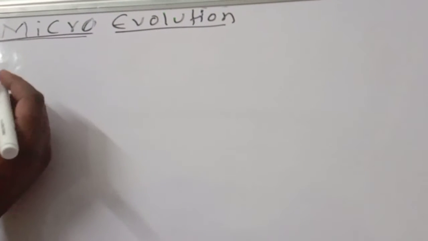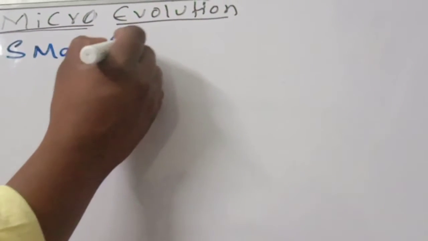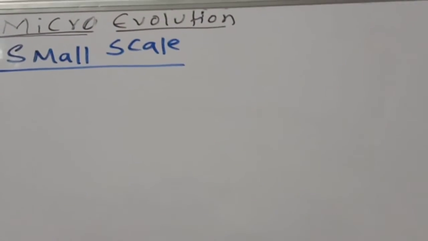Now, next in this chapter, continuation. What is the continuation? Microevolution. We are going to discuss microevolution, small scale evolution. Small scale evolution. This is a point you should remember.